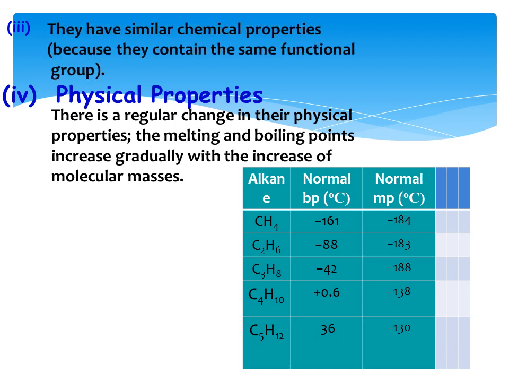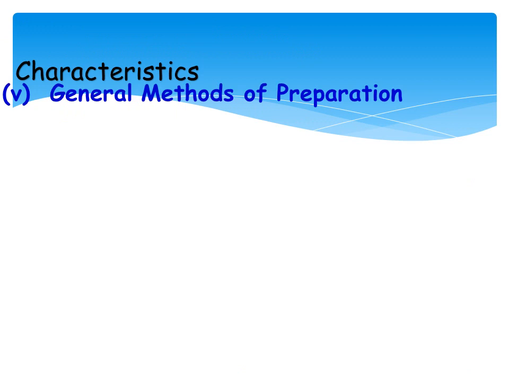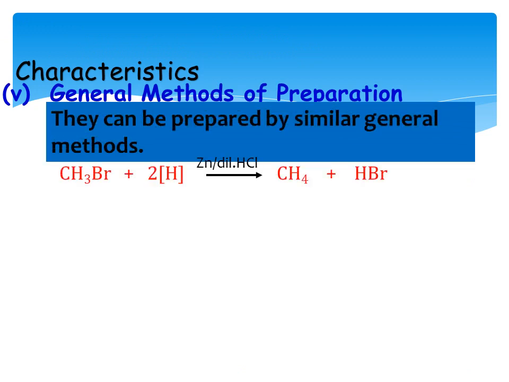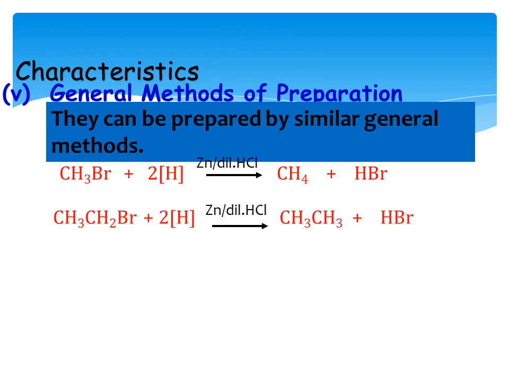As far as the chemical properties are concerned, they contain the same functional groups, that's why they possess the same chemical properties. The last important thing is that they have the same general method of preparation. If you want to prepare alkane, no matter whether you prepare methane or decane, the general method is the same.